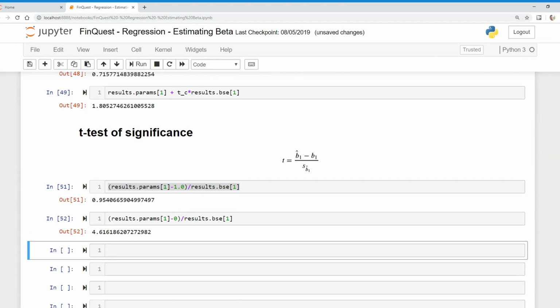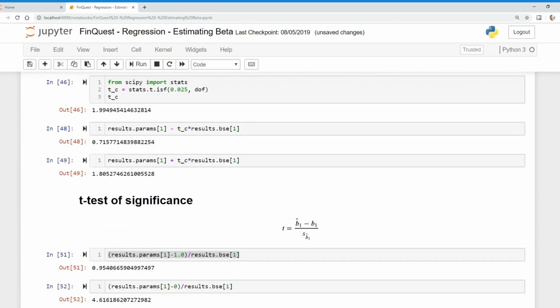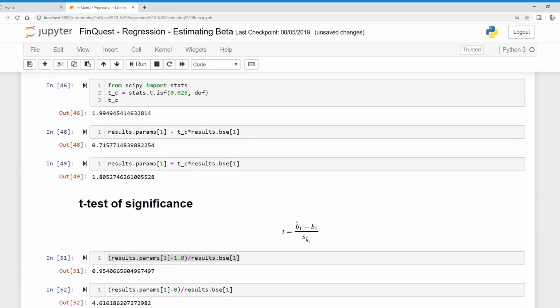So again, let's summarize our conclusion from these results. Since this t value of 0.95 is smaller than our t critical value of 1.99, we cannot reject the null hypothesis that beta equals 1. And remember, this is equivalent to saying that we are 95% confident that the interval for the slope coefficient does contain the value of 1. Therefore, this implies that Apple does have an average level of market risk, or equivalently, its required return in excess of the risk-free rate is similar to that of the market's required excess return.